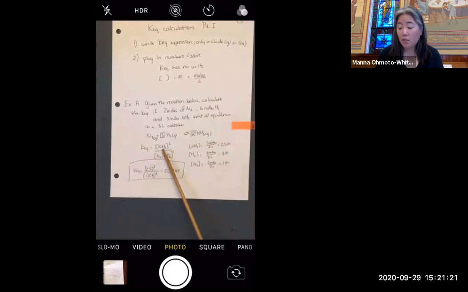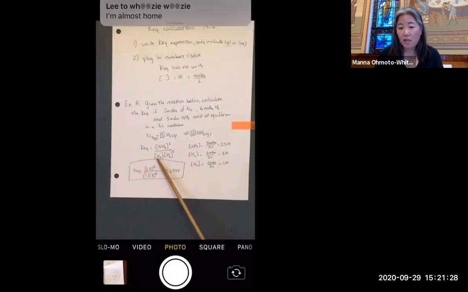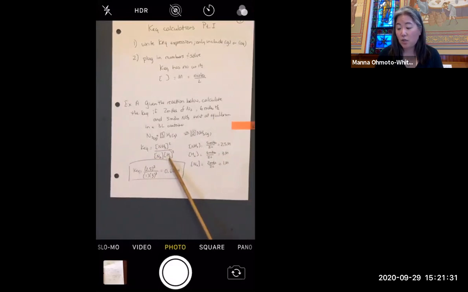I put my products, and I put the coefficient as the power, so NH3 squared, and I put that over N2 and H2, because 3 is the coefficient, to the 3rd power. So again, I take my product to the power of its coefficient over my reactants. N2 has no coefficient, so it's to the 1st power, and then H2 to the 3rd power because its coefficient is 3. I've double-checked that all of these are gases, so I can include them all.